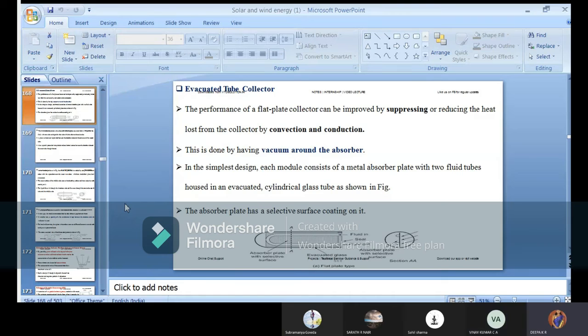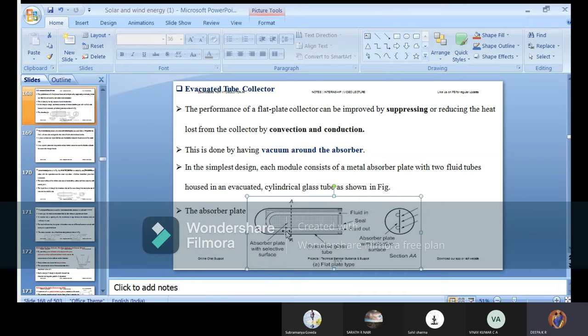In previous classes we discussed collectors in terms of the liquid flat plate. Another one is an air collector, or solar air heater. Now we are moving to the next type, which is called the evacuated tube collector. Please note the title first. Evacuated tube collector. First we will see the diagram, then we'll start explaining point by point.